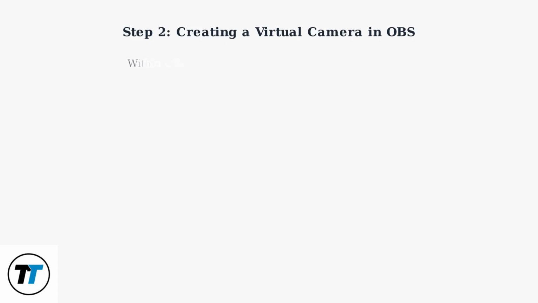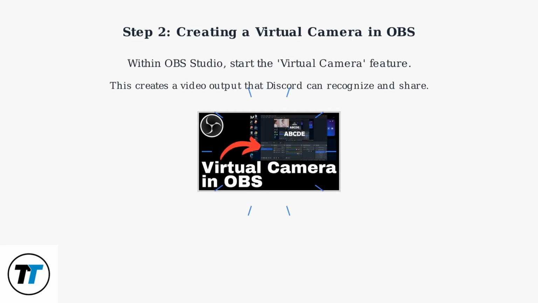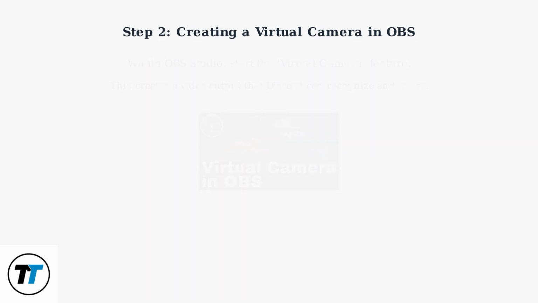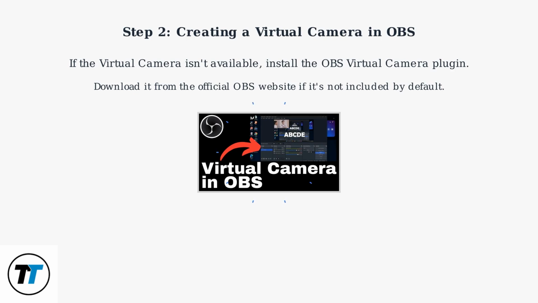To create a virtual camera in OBS Studio, start the virtual camera feature within the software. This generates a video output that Discord can detect and use for screen sharing. If the virtual camera option doesn't appear in OBS, you may need to install the OBS Virtual Camera plugin. This is available for download from the official OBS website if it's not already included in your installation.